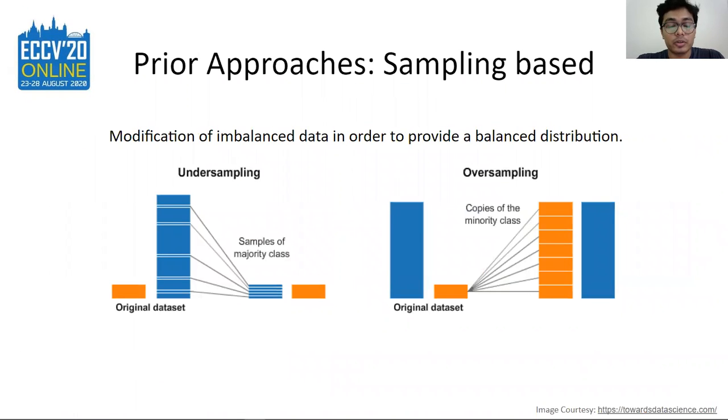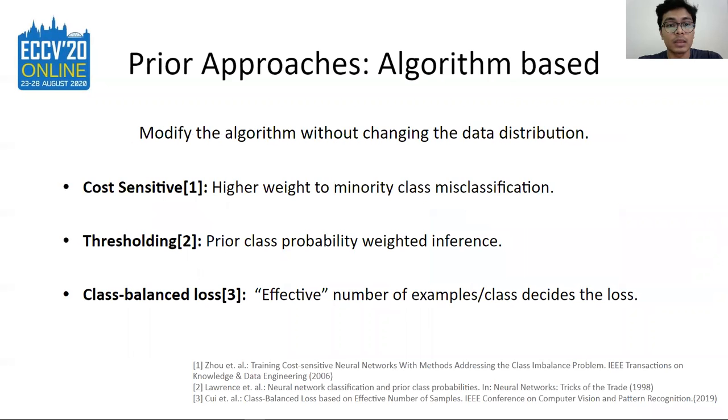Coming to the prior approaches in solving imbalance, sampling-based methods modify the imbalanced data in order to provide a balanced distribution to train the classifier. Undersampling randomly samples a subset of the majority class having the same cardinality as that of the minority class, resulting in a balanced distribution. Oversampling, the other way around, repeats the samples in the minority class until both the classes have the same number of data points.